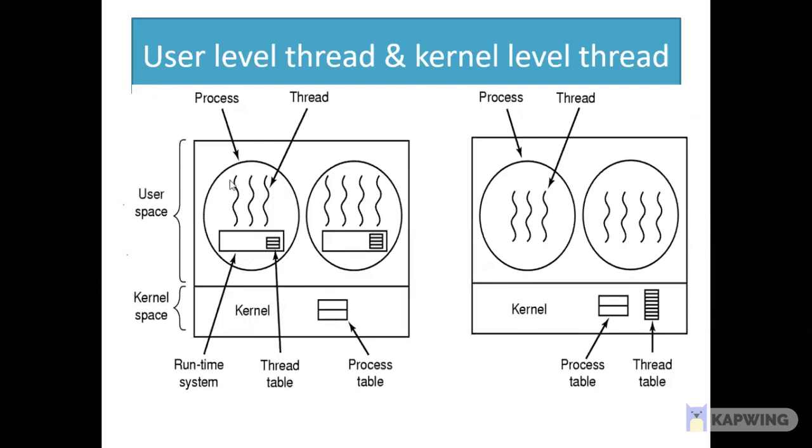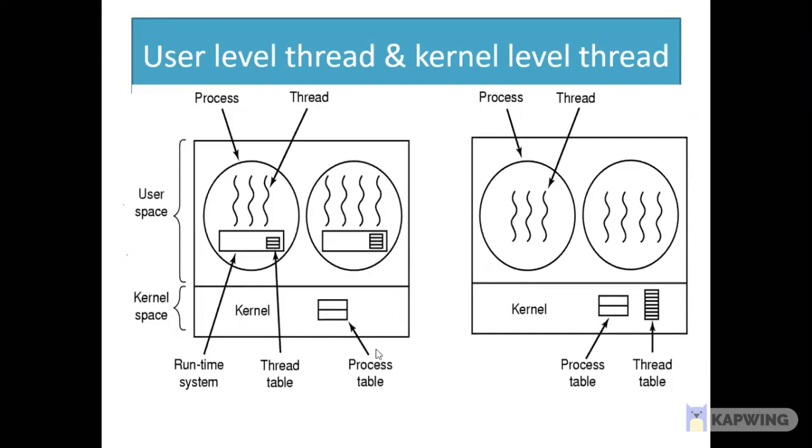So you can see here, this circle is your process, and these are the threads. 1, 2, and 3 threads are there, and this is the second process in which there are 4 threads. Then the runtime system, and the thread table. Table means your thread control block will be here, or all the information of the thread will be in the thread table. Then this is your kernel space. There is no thread here, and here is your process table.